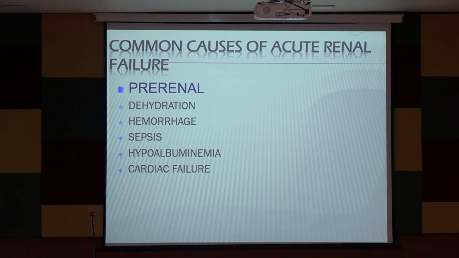So common causes of acute renal failure: dehydration; in case of trauma with a large amount of blood loss, that causes hypoperfusion to the kidney, that is hemorrhage; sepsis; hypoalbuminemia. Hypoalbuminemia in case of nephrotic syndrome is a condition of volume overload, but the effective intravascular volume is less. In case of liver failure or nephrotic syndrome, that can cause acute kidney injury, but the total fluid in the body is more.